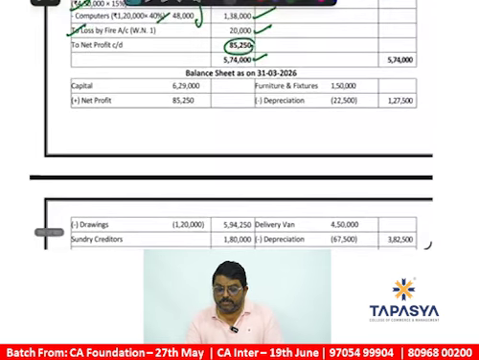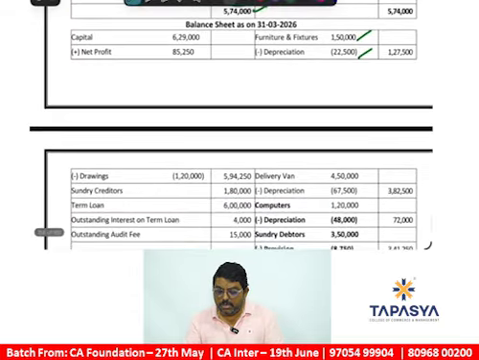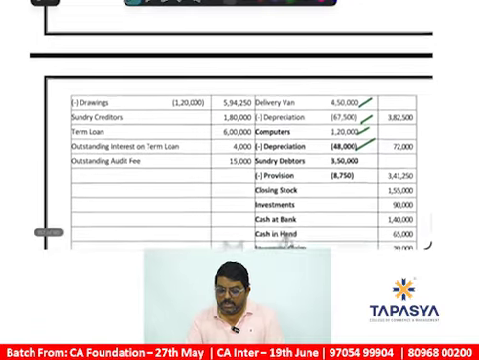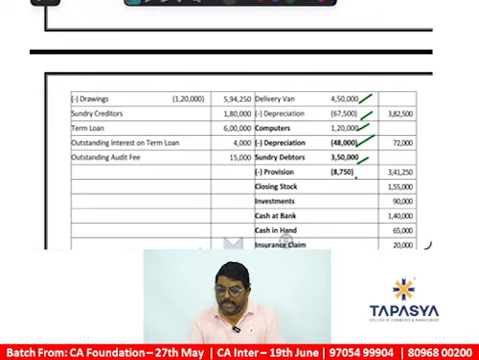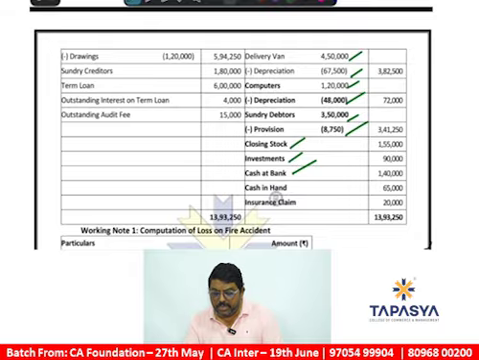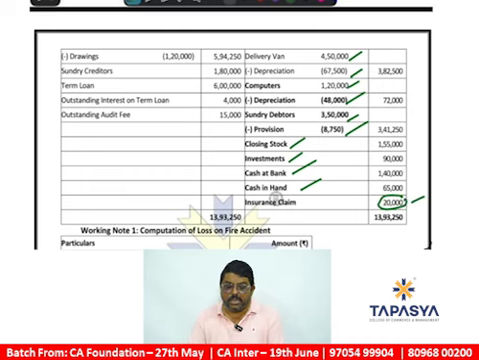Simply go to the balance sheet. Furniture, already given in the balance sheet, minus depreciation. Delivery van minus depreciation. Computers minus depreciation. Take the debtors minus 8,750 provision for bad debt. Closing stock, no doubt, is a current asset. Investments 90,000 asset. Cash at bank 1,40,000 given, asset. Cash in hand, asset. Out of the 40,000, you can claim 20,000 from the insurance company, which can be shown as a current asset.